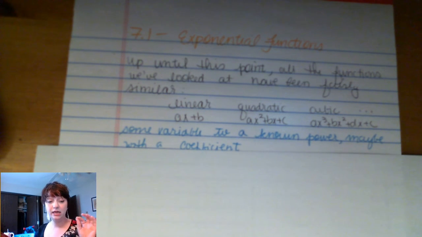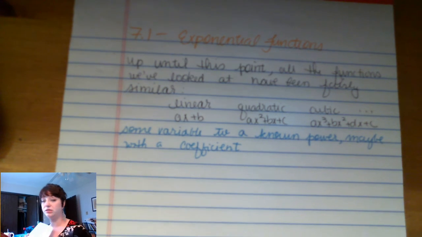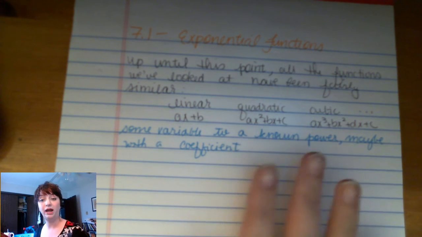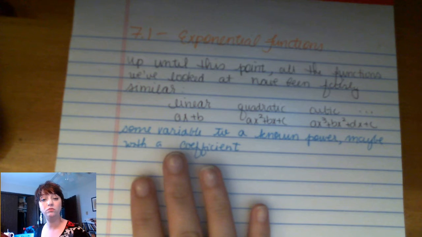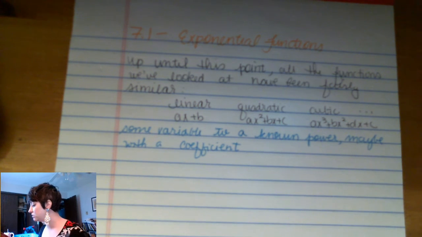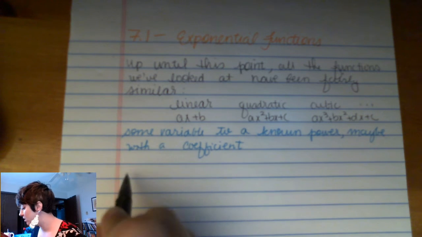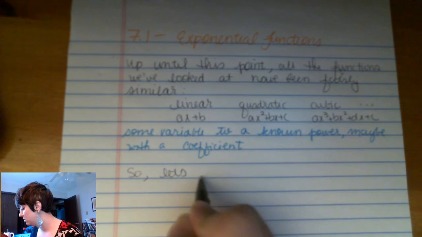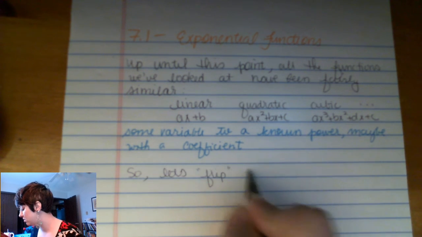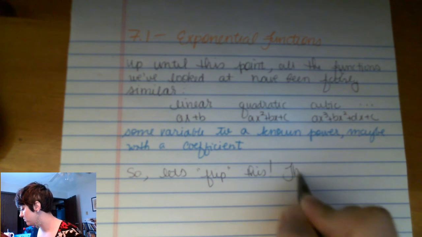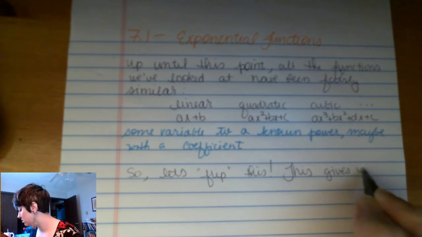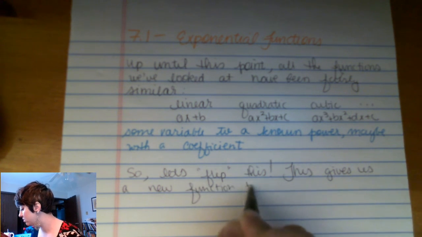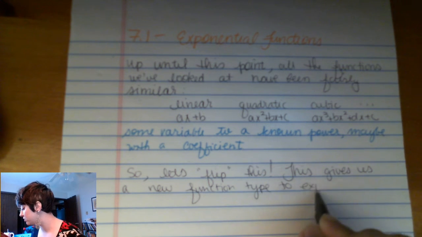What we want to do in this section is kind of flip this on its head. Before it was variable to a known power; we're going to change it so it's a known power to a variable. This is what's called an exponential function. So let's flip this. This gives us a new function type to explore.